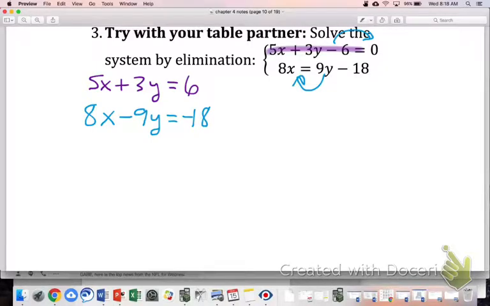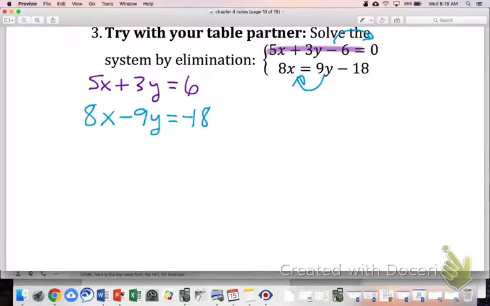Alec, what do we need to do here? Times it by 3. We need to multiply one of the equations by 3. Do I need to multiply the purple or the blue by 3? Purple. Purple needs to be multiplied by 3. Question? So couldn't you divide the blue one by 3? Yeah, that's what I did.